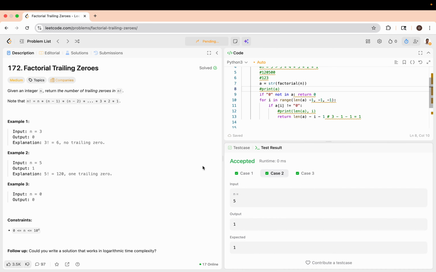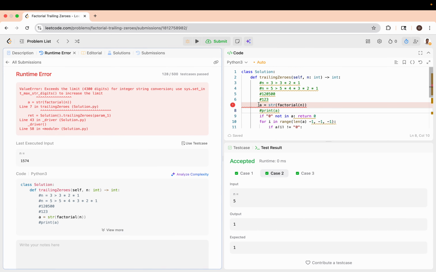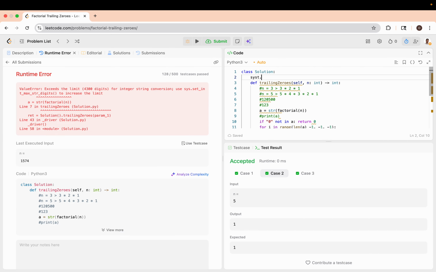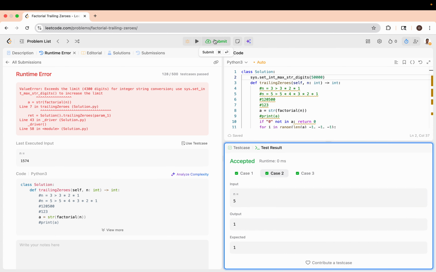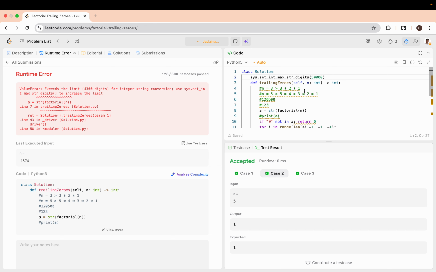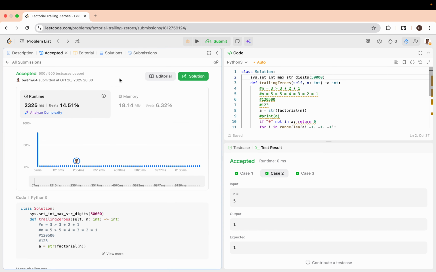Submit it. Okay, and there's this thing where you need to set it to a very large number. I just did 50,000, for example. And there you go, passes all test cases.